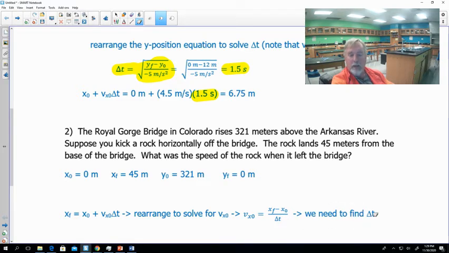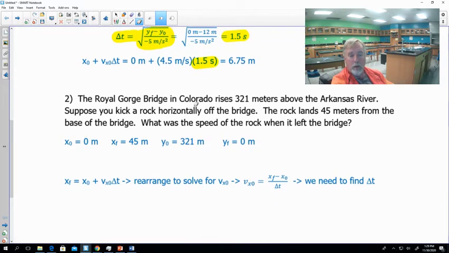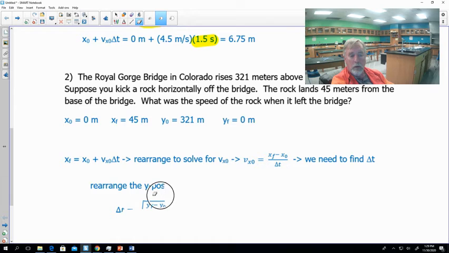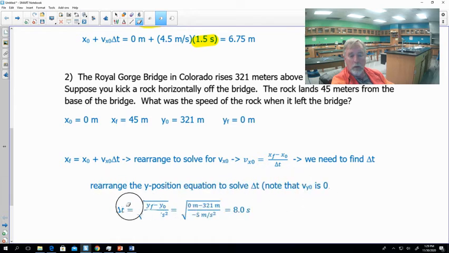We need to find delta t again, just like we did in the top problem. And we're doing the same process we did. Do we know our yf? Do we know our y0? Yes, we do. And we know our acceleration. So we can use this same equation here, this delta t equation. And this time, when we plug in our values of 0 meters and 321 meters, we find out that our time is going to be 8 seconds.